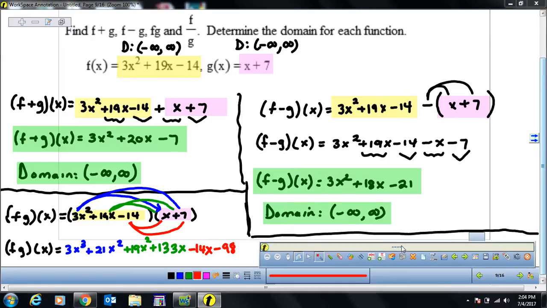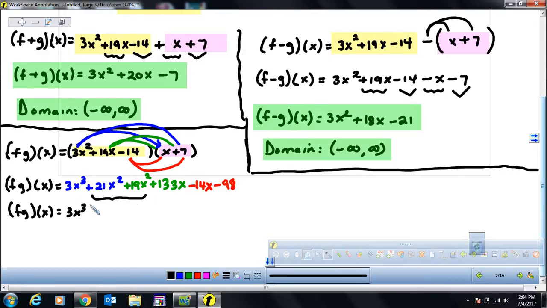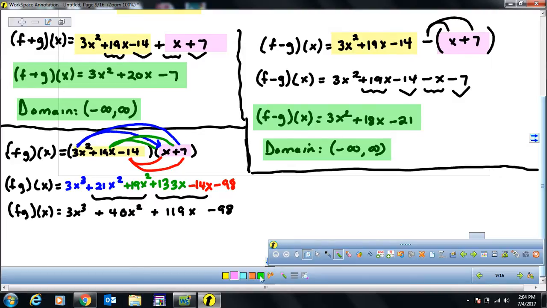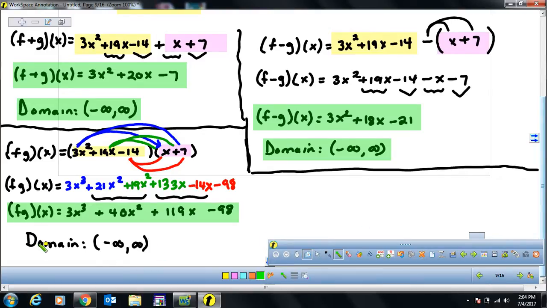Then we're going to combine like terms again for this function. So for the function f times g of x, we're going to get 3x cubed, which is going to stay alone. We can combine the x squares. 21x squared plus 19x squared is going to be plus 40x squared. 133x minus 14x is plus 119x, and then minus 98. And this is the function f times g of x: 3x to the third power plus 40x squared plus 119x minus 98. So the last thing we're going to do is find the domain. Since the domain of f is negative to positive infinity and the domain of g is also the same, the domain of f times g will also be negative infinity to positive infinity.